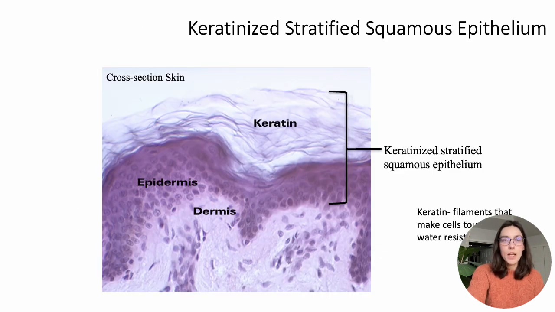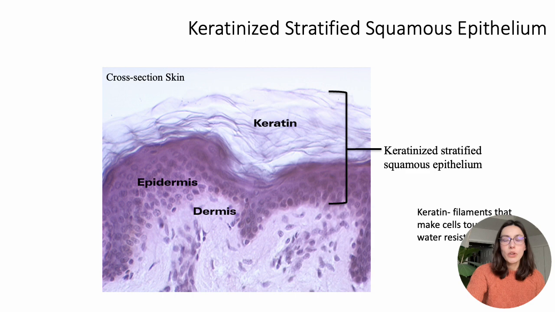We will talk about keratin, which is a type of protein that is abundant in keratinized stratified squamous epithelium, more in the next chapter. Here I'll just tell you that it's in those top layers of keratinized stratified squamous epithelium, and it makes the top layer really tough and water resistant.